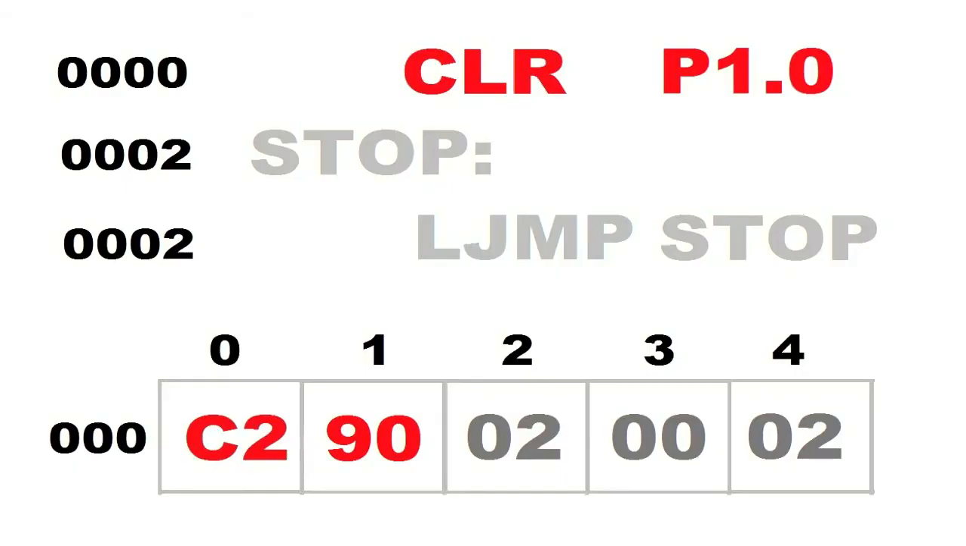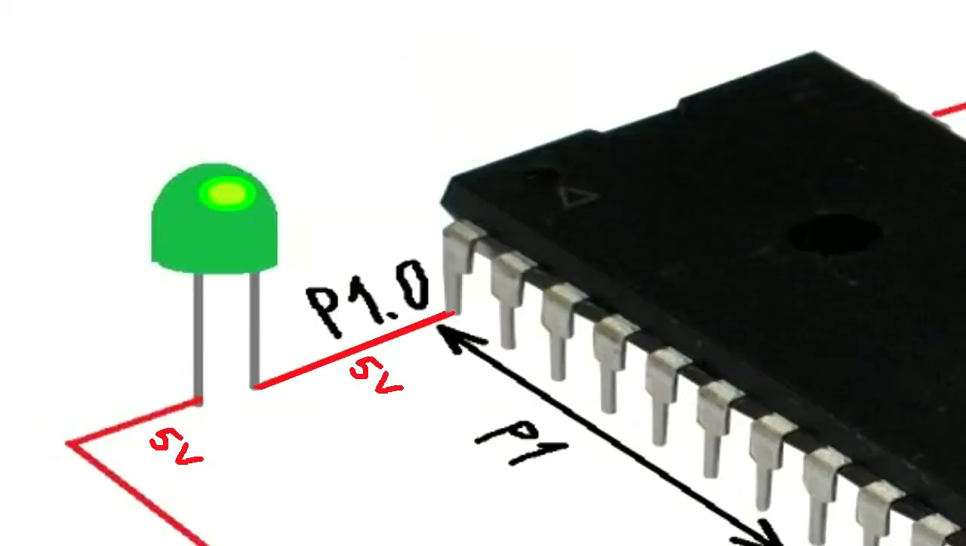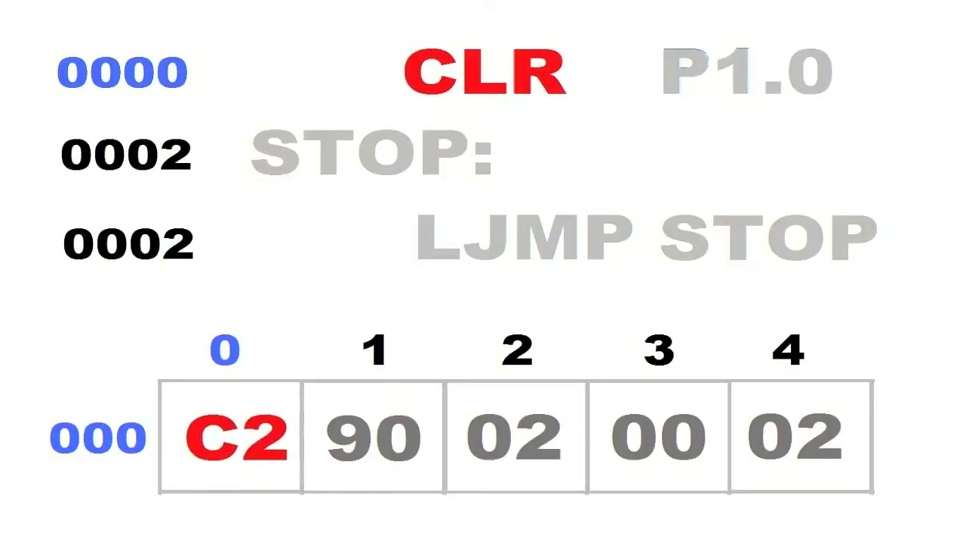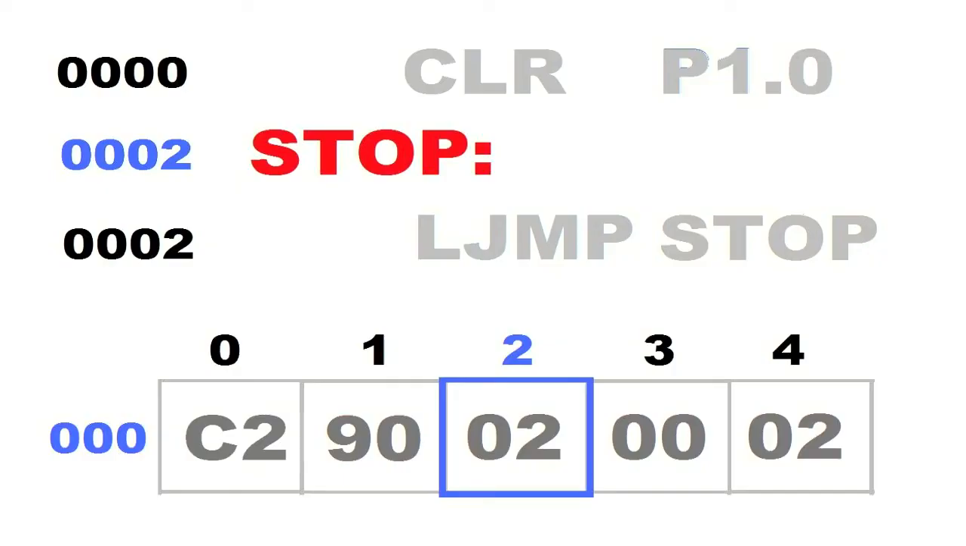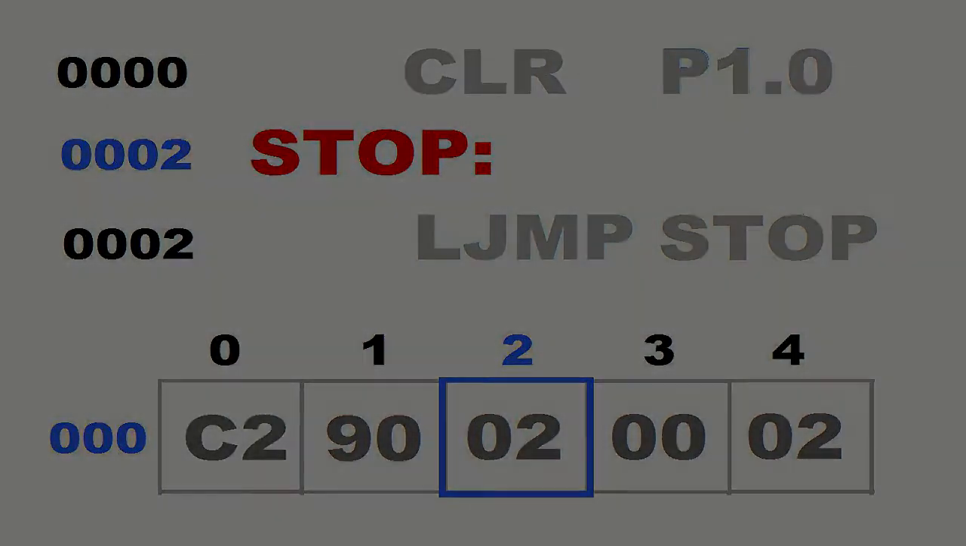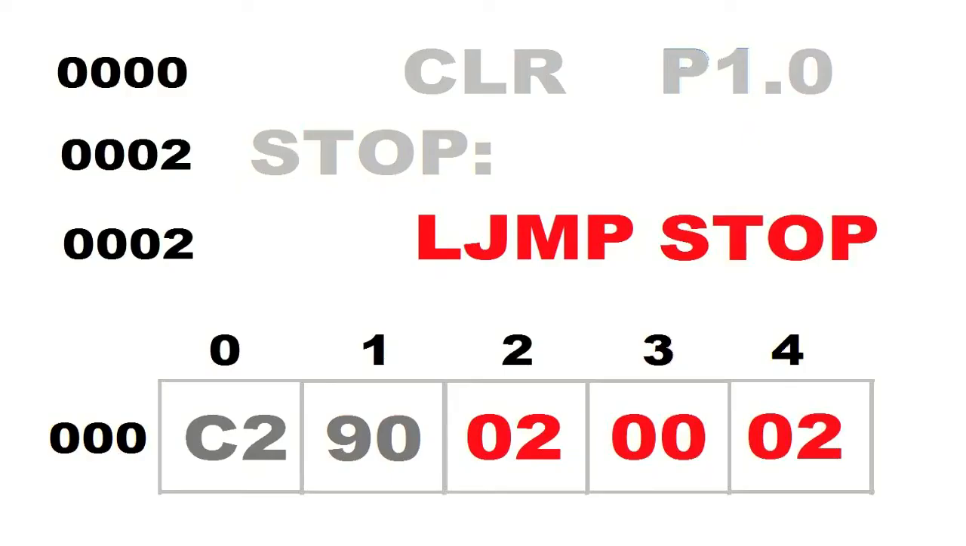C290. CLR P1.0 lights up the LED. C2 is a command at the address 0000. 90 is the argument, the address of the bit that will be reset, and this operand is located at address 0001. Stop label is located at the address 0002. 02, 0002, LJMP 0002.